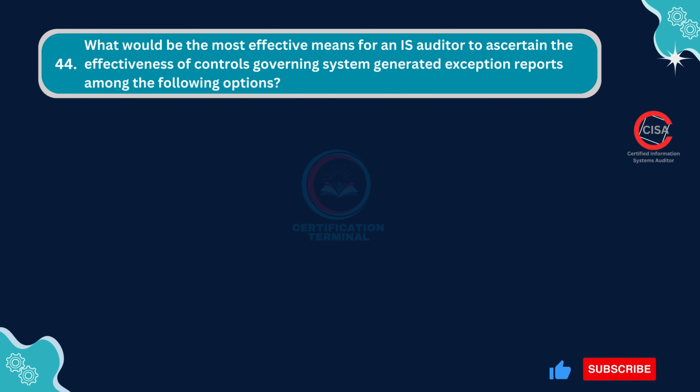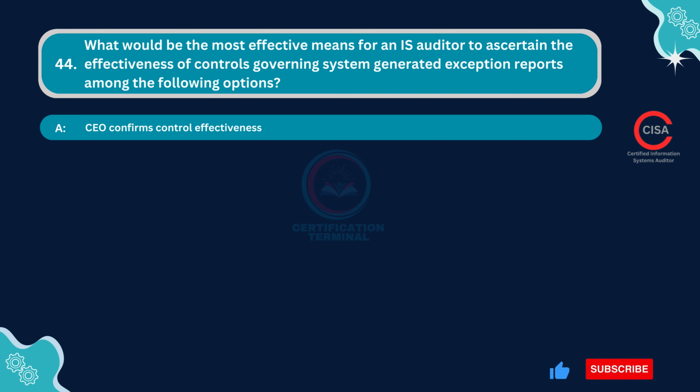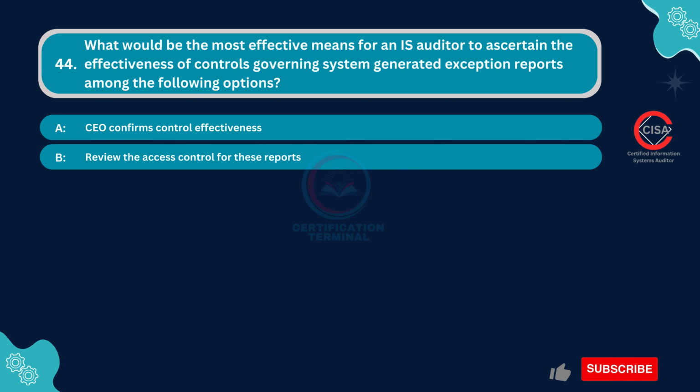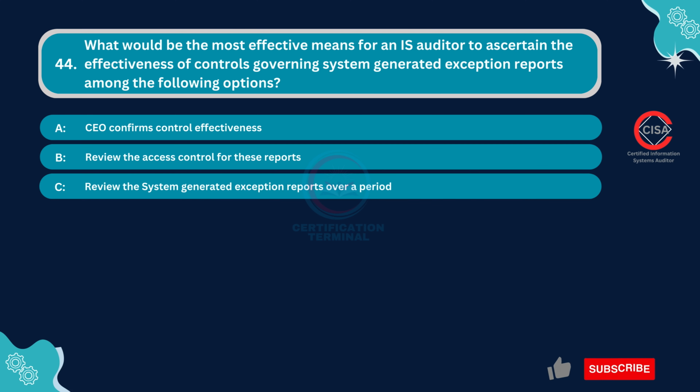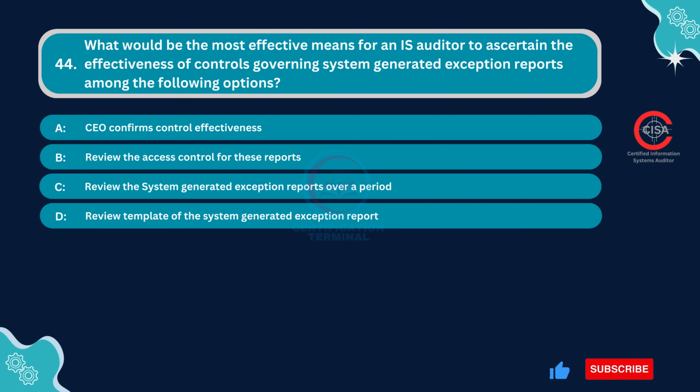Question number 44. What would be the most effective means for an IS auditor to ascertain the effectiveness of controls governing system-generated exception reports among the following options? Option A, CEO confirms control effectiveness. Option B, review the access control for these reports. Option C, review the system-generated exception reports over a period. Option D, review template of the system-generated exception report.